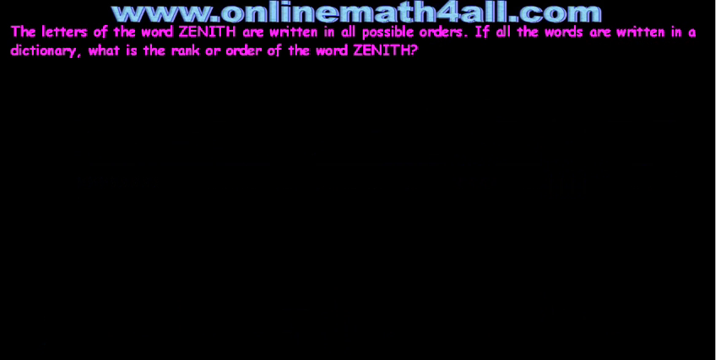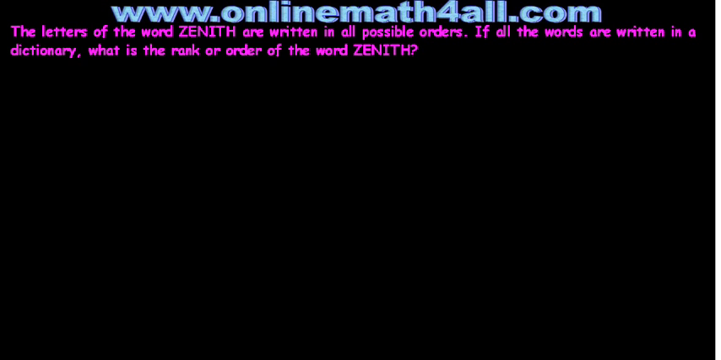After forming new words with the letters of the word zenith, all the new words are going to be written in a dictionary. When we write all these words in the dictionary, what will be the rank or order of the word zenith? I mean, where the word zenith will come among the new words in the dictionary. To understand the question better, I am going to rearrange all the letters of the word zenith and form new words.